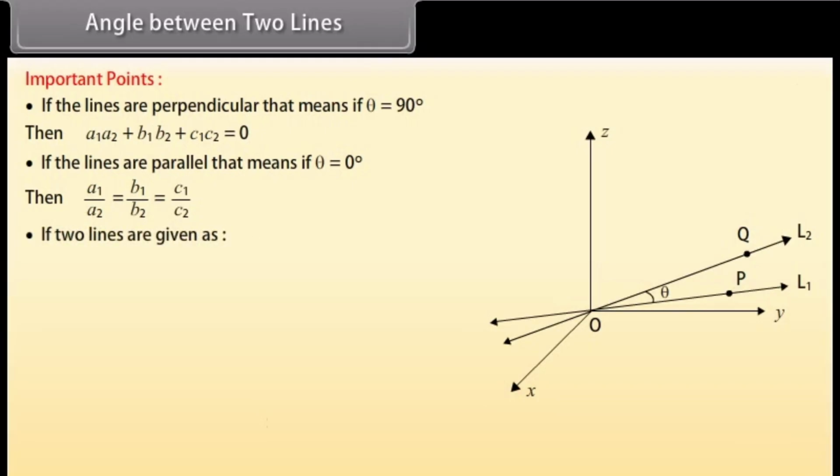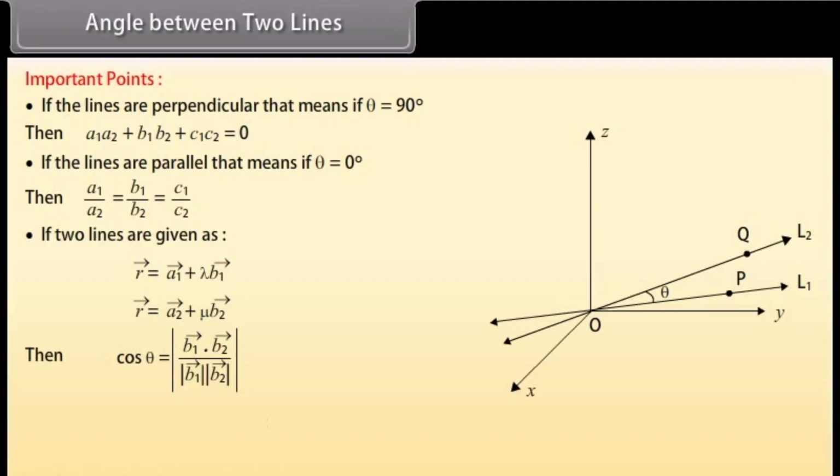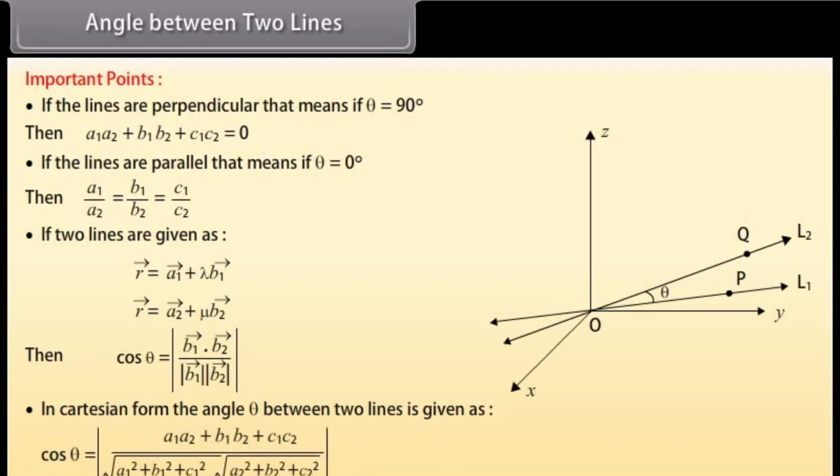If two lines are given as vector r equals vector a1 plus lambda vector b1, and vector r equals vector a2 plus mu vector b2, then cos theta equals modulus of (vector b1 dot vector b2) by (modulus of vector b1 into modulus of vector b2). In Cartesian form, the angle theta between two lines is given as cos theta equals modulus of (a1 a2 plus b1 b2 plus c1 c2) divided by square root of (a1 square plus b1 square plus c1 square) into square root of (a2 square plus b2 square plus c2 square).